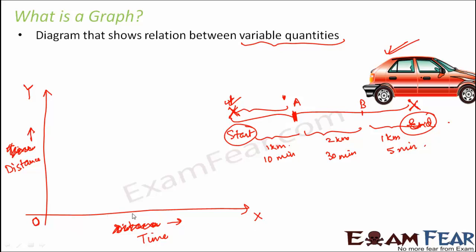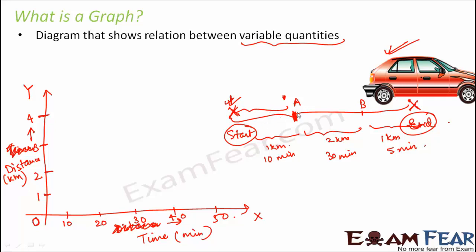So now the time, as you can see here, let's represent the time in this way, and this time is in minutes. So 10, 20, 30, 40, 50. And on the y-axis we are representing distance. So let us say it is 1, 2, 3, 4, and so on, and the distance is in kilometers. So what do you see?